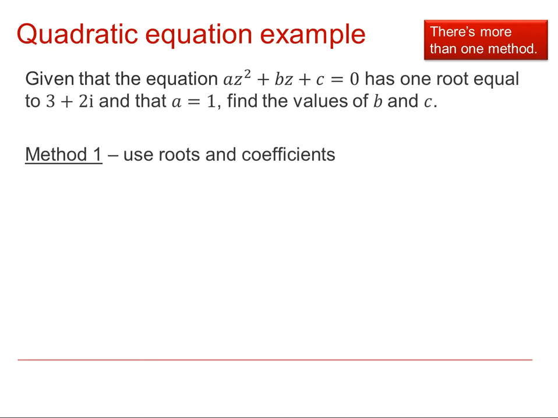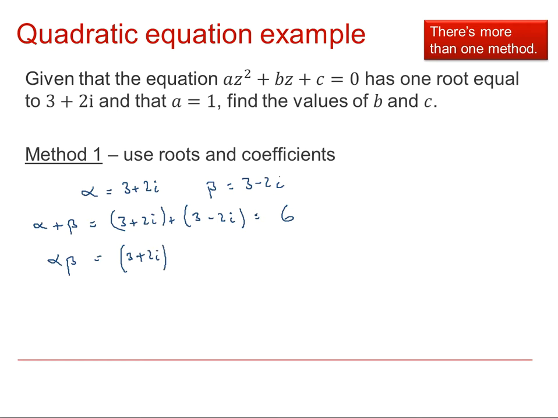Well, we know that if one root alpha is equal to 3 plus 2i, then the other root beta must be equal to 3 minus 2i. So we can find the sum of the roots alpha plus beta, and that's going to be equal to 3 plus 2i plus 3 minus 2i, which is equal to 6. And we can also find the product alpha beta, which is 3 plus 2i multiplied by 3 minus 2i. And remember, when we've got conjugates multiplied together, that's going to be equal to 3 squared plus 2 squared, so that's equal to 13.